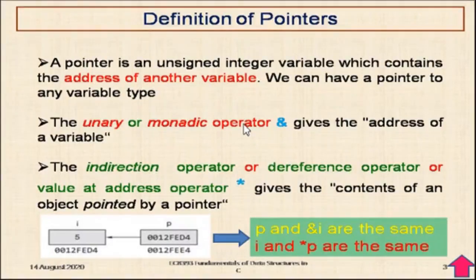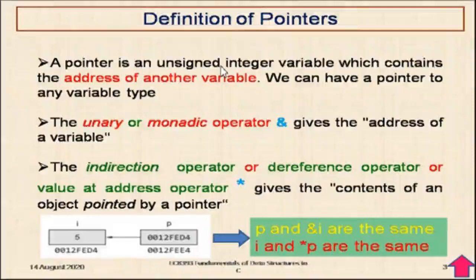A pointer is an unsigned integer variable which contains the address of another variable. You can have a pointer to any variable type, that is any valid variable type in the C language. The pointer is called an unsigned integer variable. Why? Because the pointer variable has the address of another variable. The address should always be a positive number.